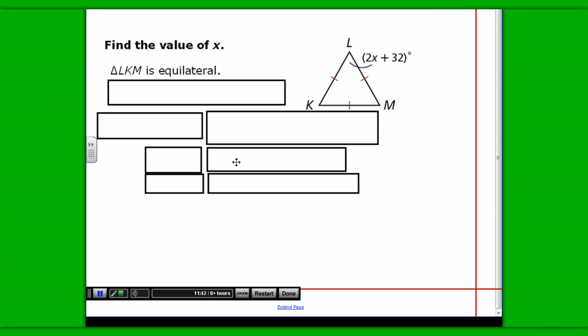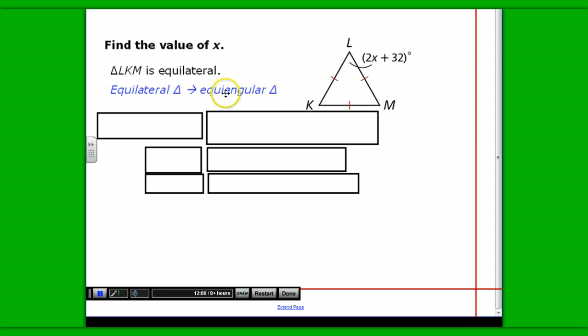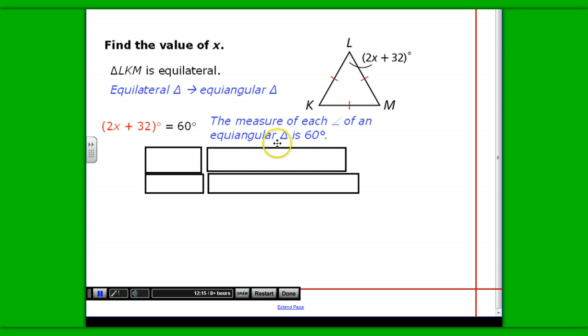Okay, let's find the value of x. We're told that triangle LKM is equilateral. So we know angle L is this expression. What can we say about angles K and M? We know that this equilateral triangle is equiangular, so we can say that 2x plus 32 equals 60 degrees, right? Because every angle in an equiangular triangle is 60 degrees.